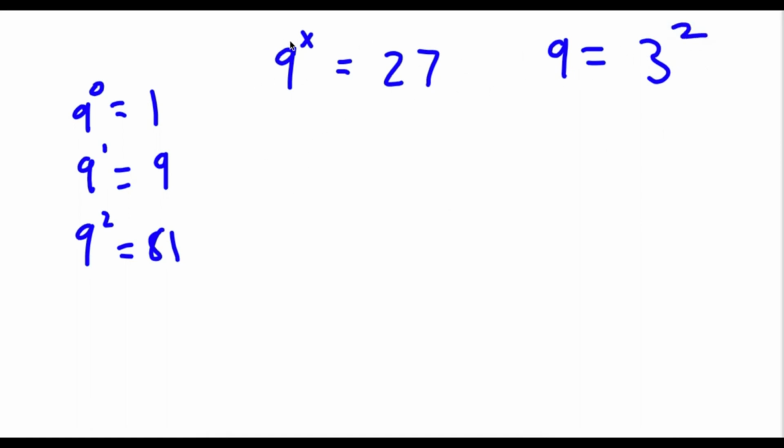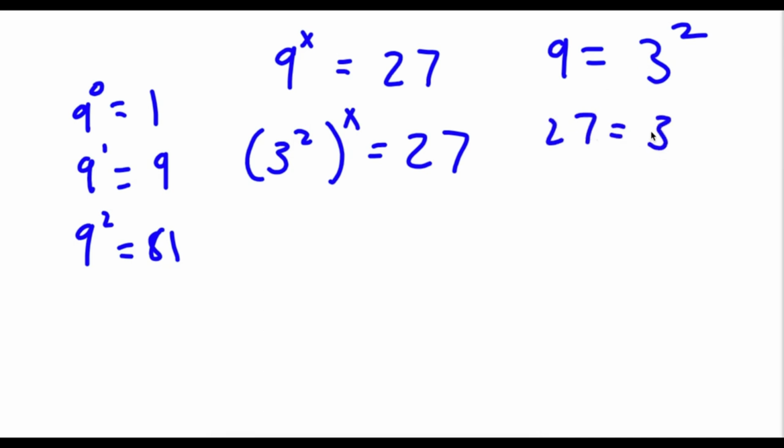So now if I replace 9 with 3 to the power of 2, I get 3 to the power of 2 to the power of x is equal to 27. Now, 27 is equal to 3 to the power of 3, so I'm going to replace 27 with 3 to the power of 3. So now I have 3 to the power of 2 to the power of x is equal to 3 to the power of 3.